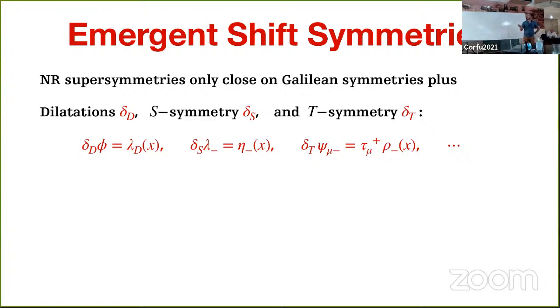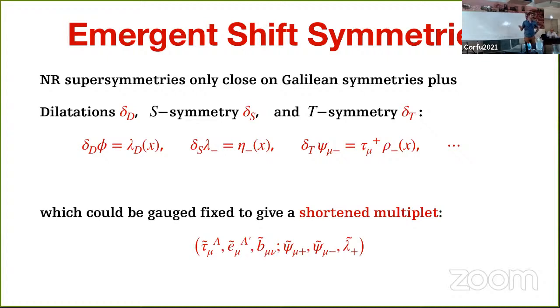And you see they transform some of the fermionic fields as shifts. I don't give all the rules here, but the important thing is that you have shift symmetries that emerge that you have to include. And of course, that means you might as well fix these shift symmetries, which means that you will end up with a shortened multiplet. That very much came as a surprise to us, because in relativistic supergravity there is such a thing as the smallest multiplet, and now you find that actually here you have a shorter multiplet. So that came as a surprise, but it's what the theory tells us.